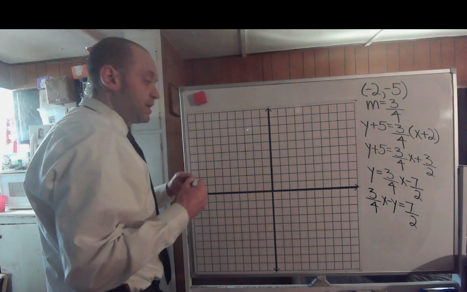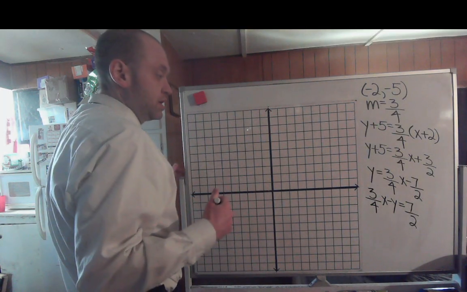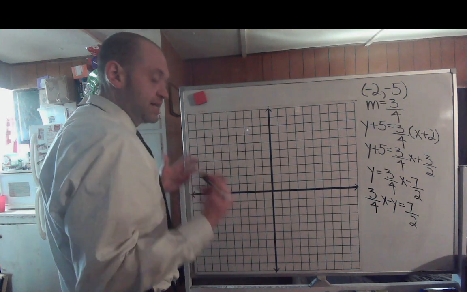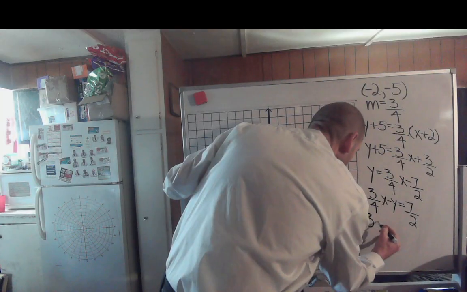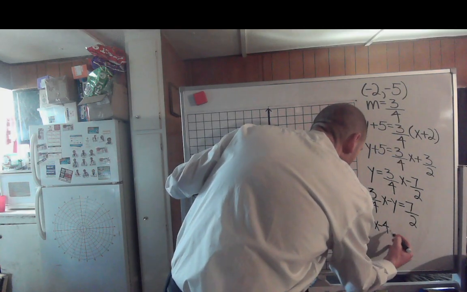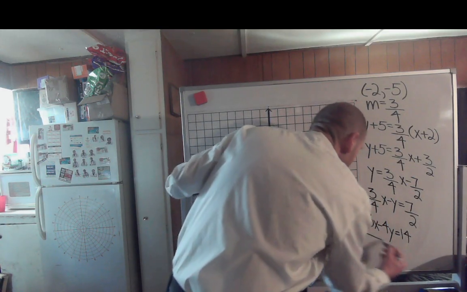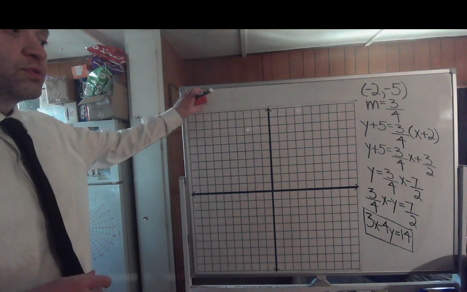But again, we can't have a fraction at all for general form. So multiply everything by 4. You definitely want to go based on your coefficients. So this would turn into 3x minus 4y equals 14. That would be the general form of this equation. 3x minus 4y equals 14.